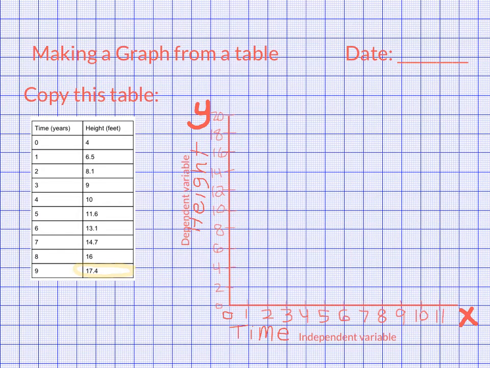Now it's time for me to plot my points. So I'll start with 0, 4, which belongs right there. I know this because 0, 4 in the table corresponds to 0, 4 as a coordinate, which should be plotted right here. X coordinate first, Y coordinate second. Pause now and plot the rest of the points.